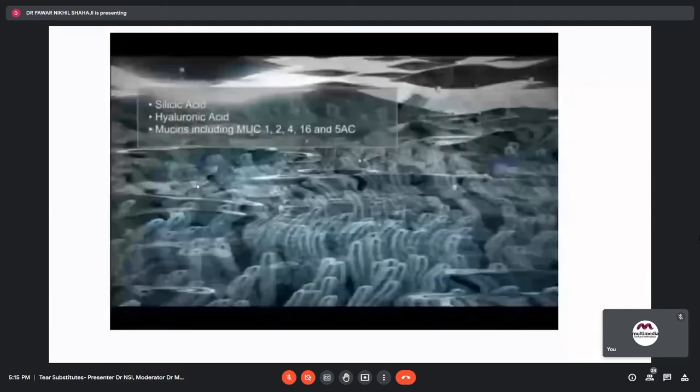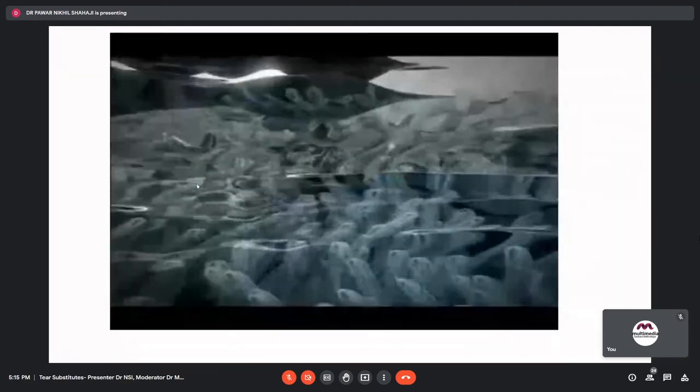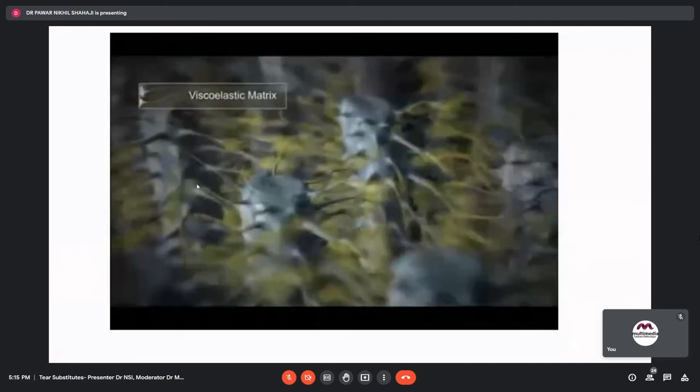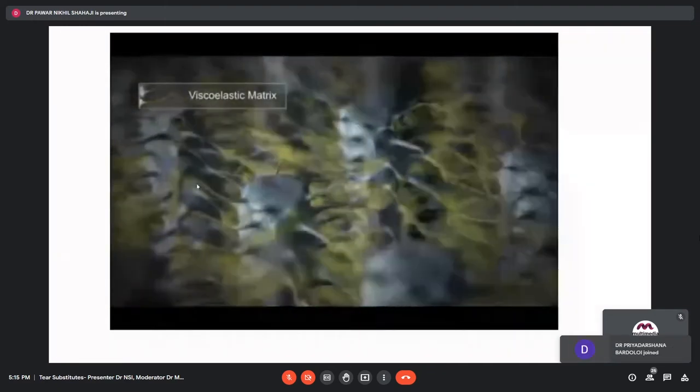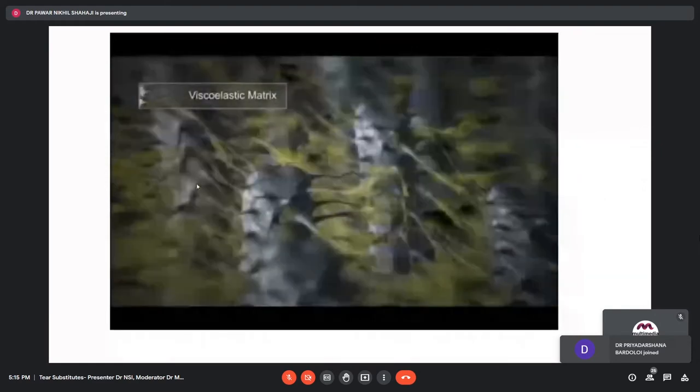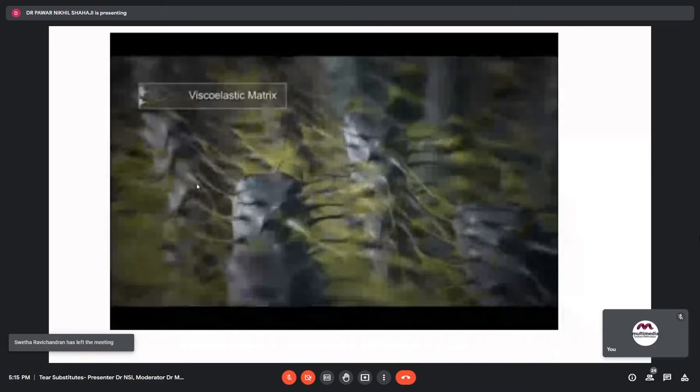Some mucins form a cushioning viscoelastic matrix that both protects the ocular surface and provides the even surface necessary for good vision, whilst other mucins function in a glue-like fashion, securing the tear layer to the microvilli and glycocalyx.